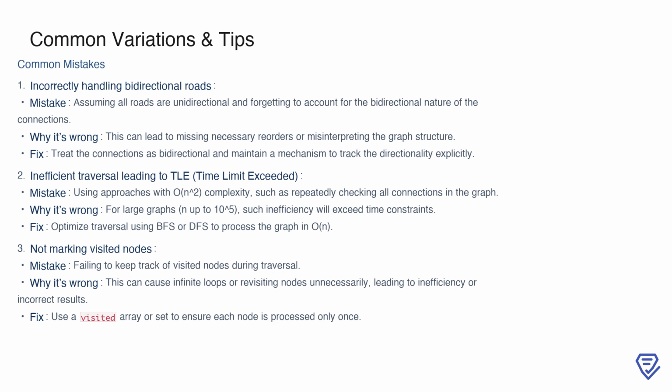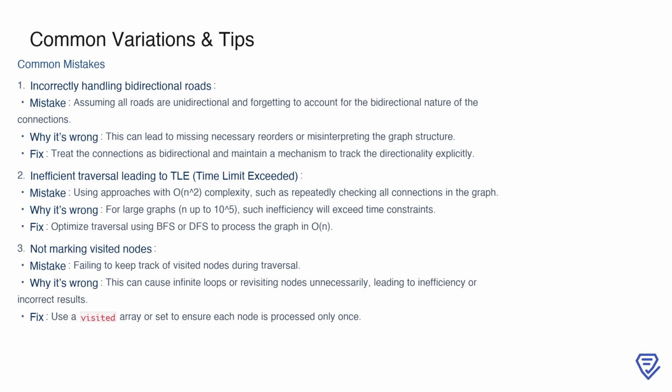Another issue is inefficient traversal, which can lead to time limit exceeded errors. For example, using an n squared approach, like repeatedly checking all connections, won't work for large graphs where n can go up to 100,000. Instead, you should optimize your traversal using BFS or DFS, which ensures an n complexity.